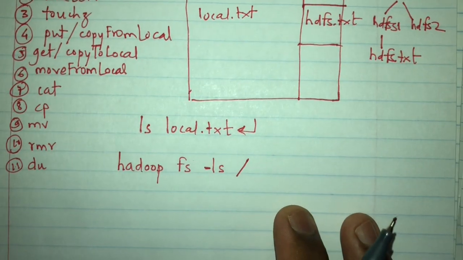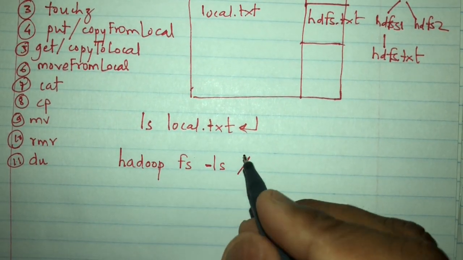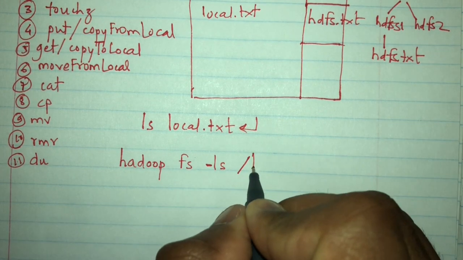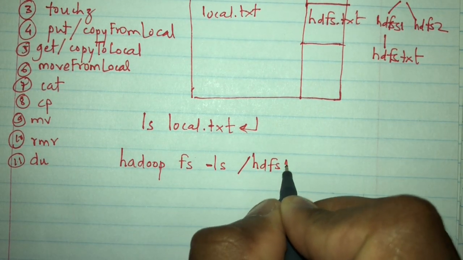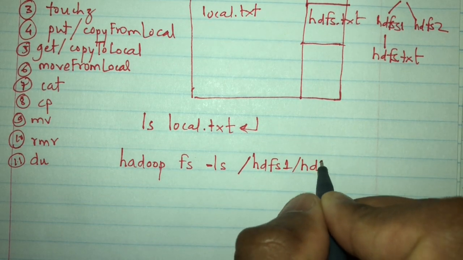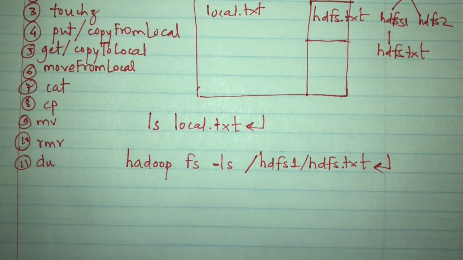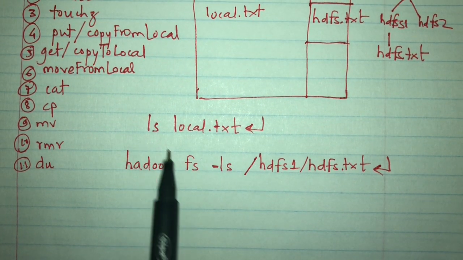And HDFS doesn't expect any relative path because that's not the way it works. So I will have to say hdfs1 slash hdfs.txt, enter. So you see the difference between these two.